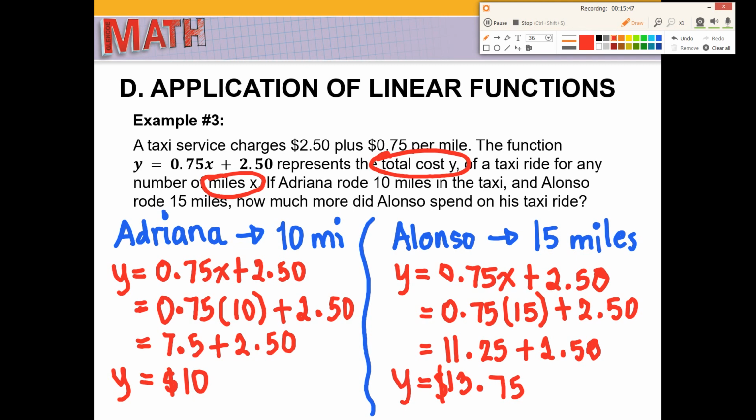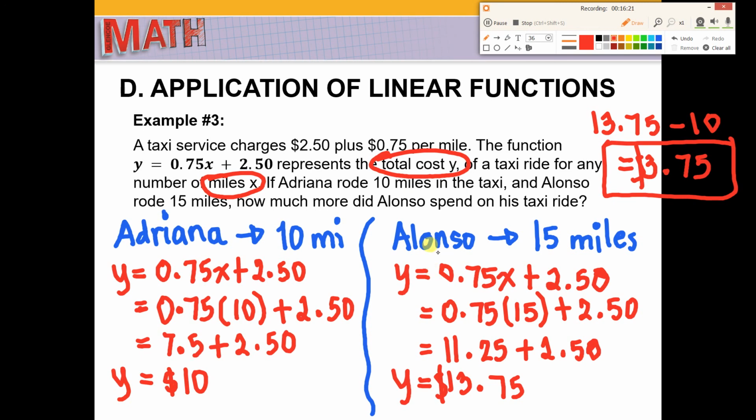Now, the question is, how much more did Alonso spend on his taxi ride? So it's asking for the difference from the fare price of Alonso and Adriana. What you have to do is simply subtract these two amounts. So we have 13.75 minus 10. The answer is $3.75. This is how much more Alonso paid for his taxi compared to Adriana.